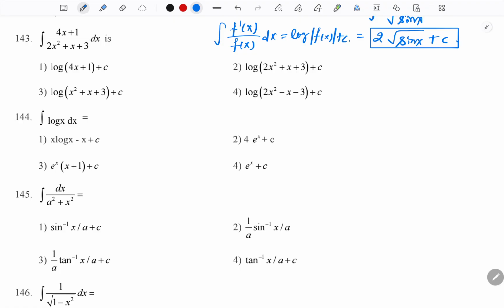Now it's the same approach, right? So what is the function here? The function is this one and the derivative is this one. Then my answer goes to log mod f of x. What is f of x? 2x square plus x plus 3, plus c. Here I am using the shortcut trick. Clear?